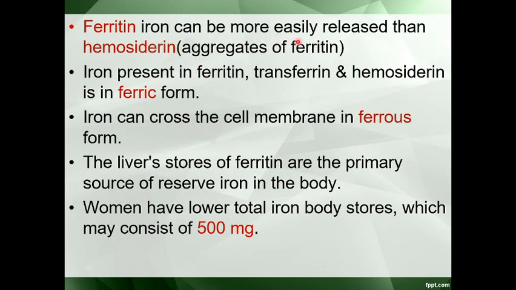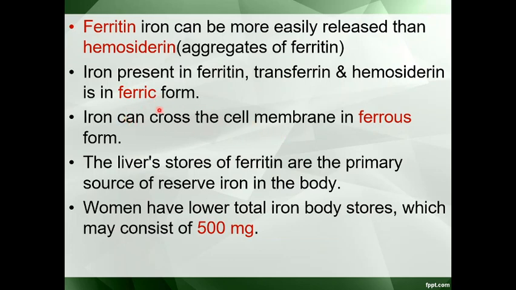Ferritin iron can be more easily released than the hemosiderin. Obviously, this is the stored form. Hemosiderin is the stored form of ferritin. Obviously, it is easier to release iron from the ferritin as compared to its stored form, the hemosiderin, from which release is more difficult. Iron present in the ferritin, transferrin and hemosiderin is in ferric form.